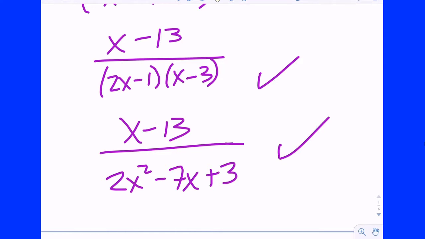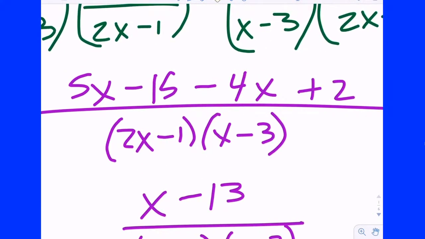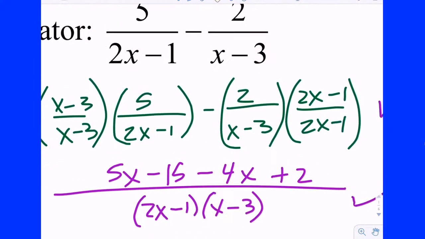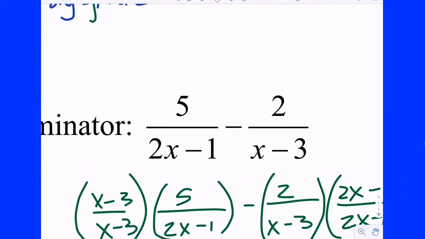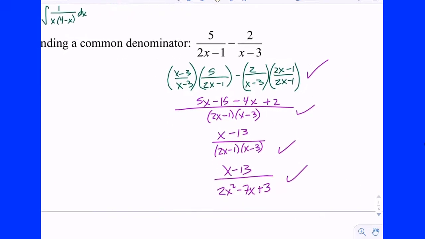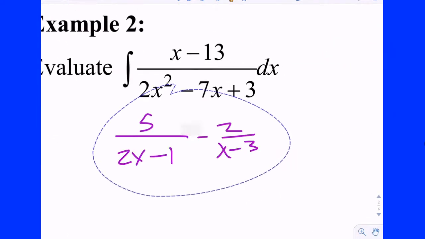All right, so the integrand is equal to this, which means the integrand is equal to that, which means the integrand is equal to the green line, which means the integrand is equal to that. Let's rewrite it like that: 5 over 2x minus 1 minus 2 over x minus 3. Write it where you can see it, and then cut and paste it.